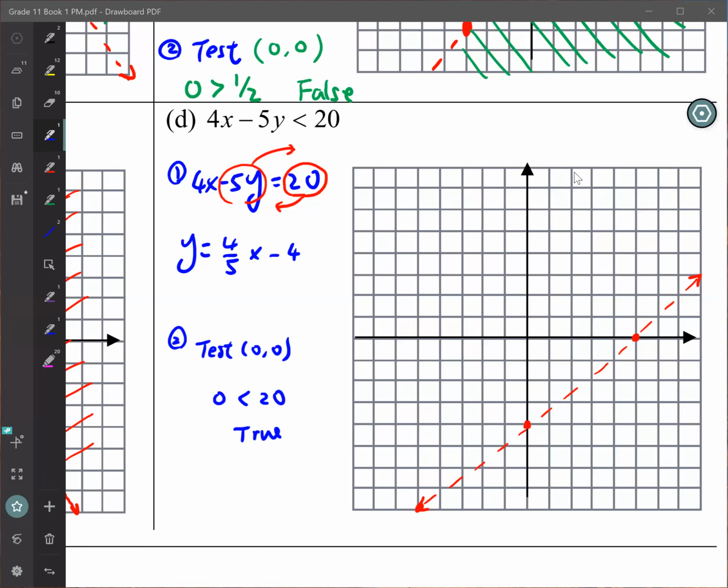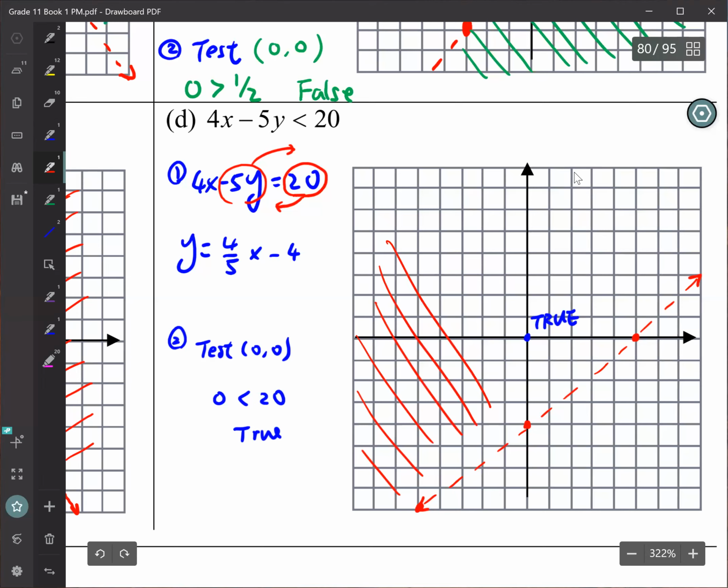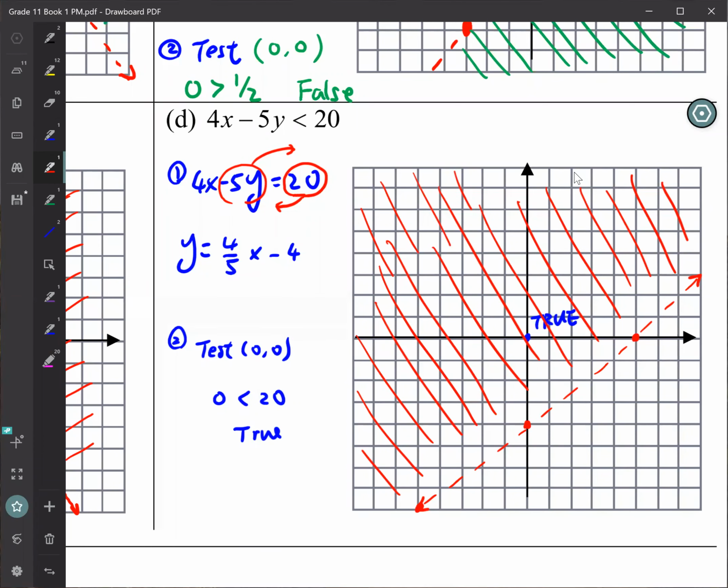0, 0 is over here, and we want to shade the side that's true, right? So 0, 0 is true. So that means this side, the side that has 0, 0, is the true side. True means every point on this side is the answer. Any point you pick on this side, you plug it into the question, it will always be true. No matter what point you pick, even decimals will also work.